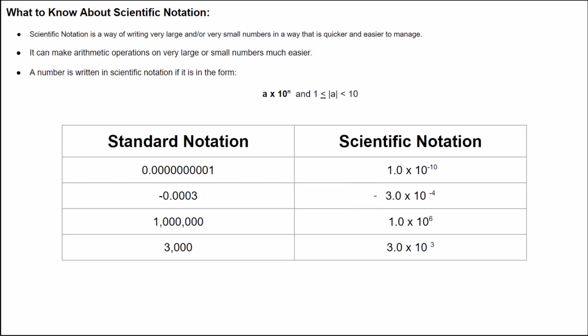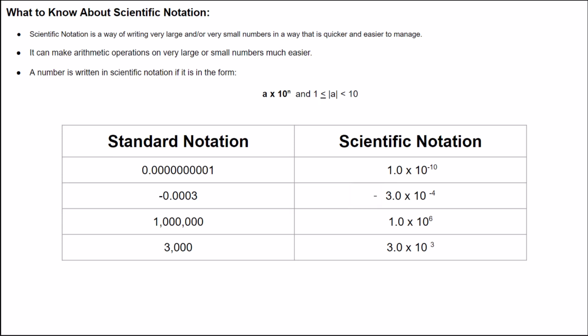If you were asked to write out a very large number, 1 million for example, standard notation is how you would do it. Let's talk about the rule here for a second. A number is written in scientific notation if it has the form a times 10 to the n, where the absolute value of a is a number between 1 and 10. Let's look at this in the context of some examples.